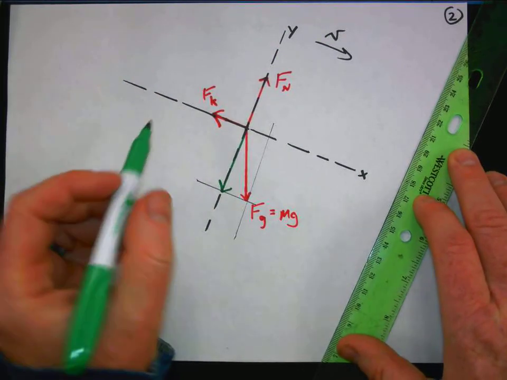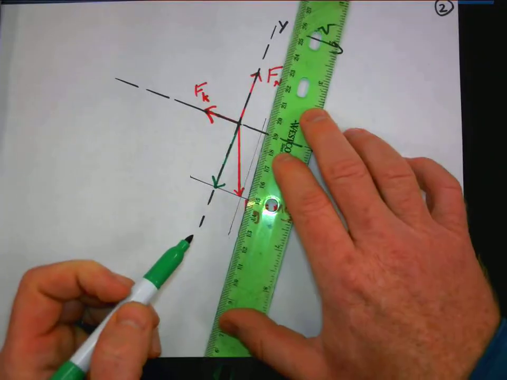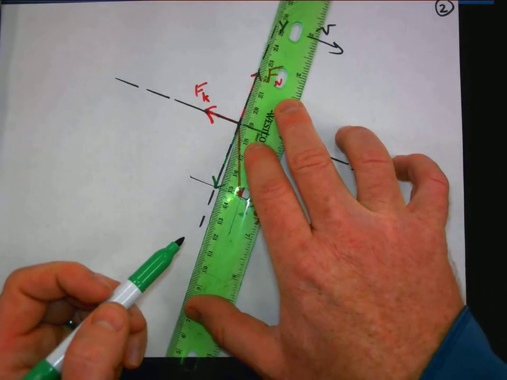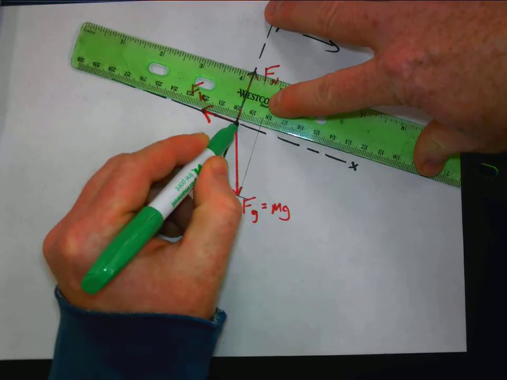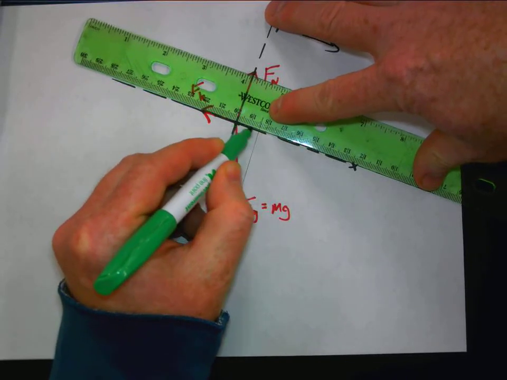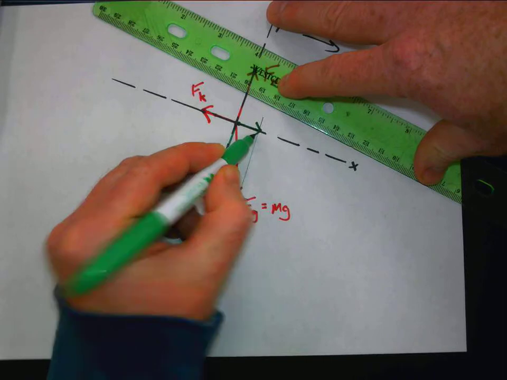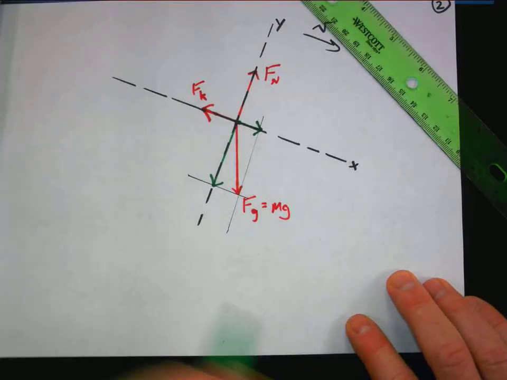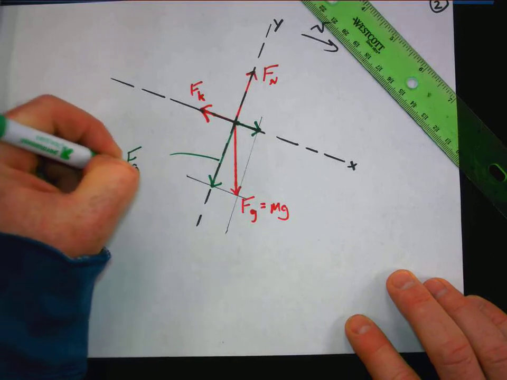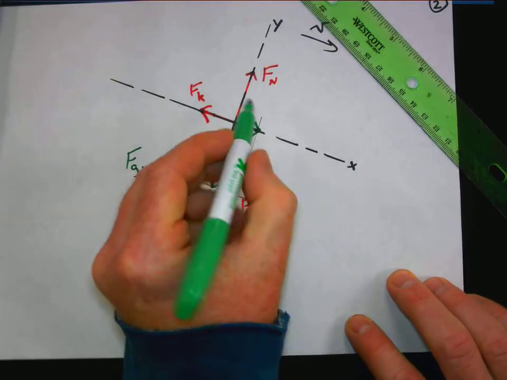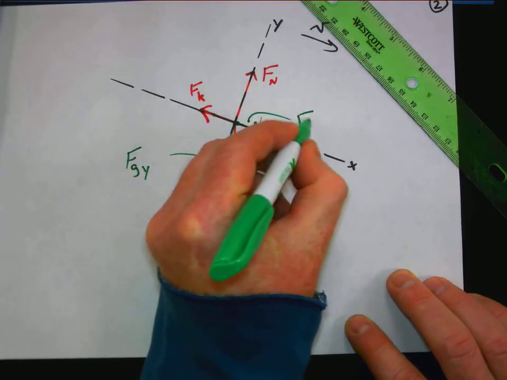And the same thing here. I kind of messed up on being parallel, not exact, but it's close enough. So right here, some of this weight is in the x direction, and it will be that much. So here's the deal. That is the force of gravity in the y direction, and this is the force of gravity in the x direction.